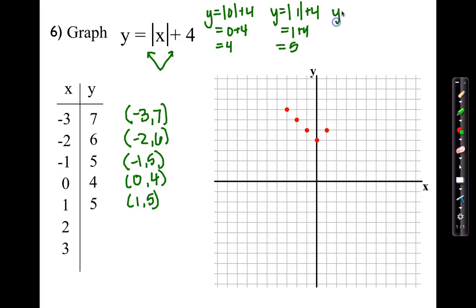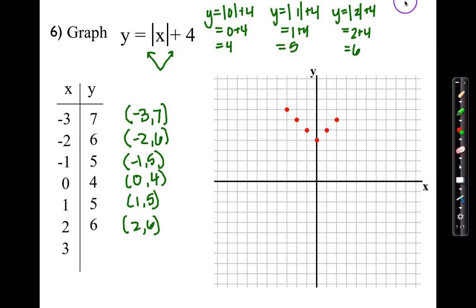Next, y equals the absolute value of 2 plus 4. The absolute value of 2 is 2. 2 plus 4 equals 6. So my ordered pair is 2, 6. I'm going to plot that point, 2, 6.